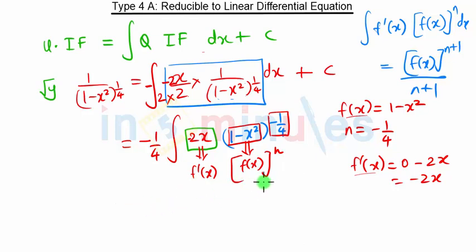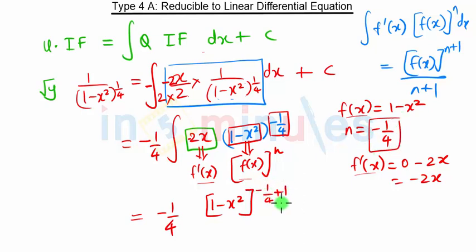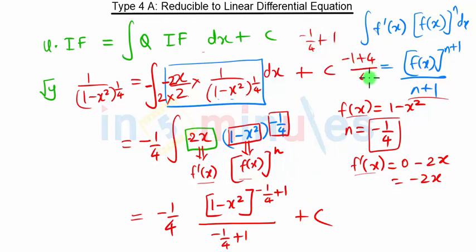Okay, so as you can see, this is nothing but the integration of f dash of x into f of x the whole raised to n. So this integration is nothing but f of x the whole raised to n plus 1. So what is f of x? f of x is 1 minus x square, the whole raised to n plus 1. In our case, n is minus 1 by 4. So minus 1 by 4 plus 1, divided by n plus 1. So minus 1 by 4 plus 1, plus some constant. So if you solve this, minus 1 by 4 plus 1 is nothing but minus 1 plus 4 upon 4, which is 3 by 4.